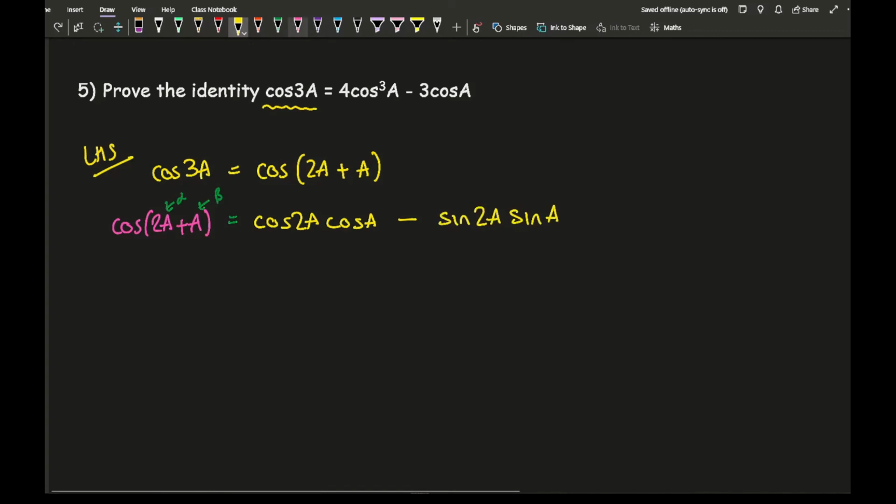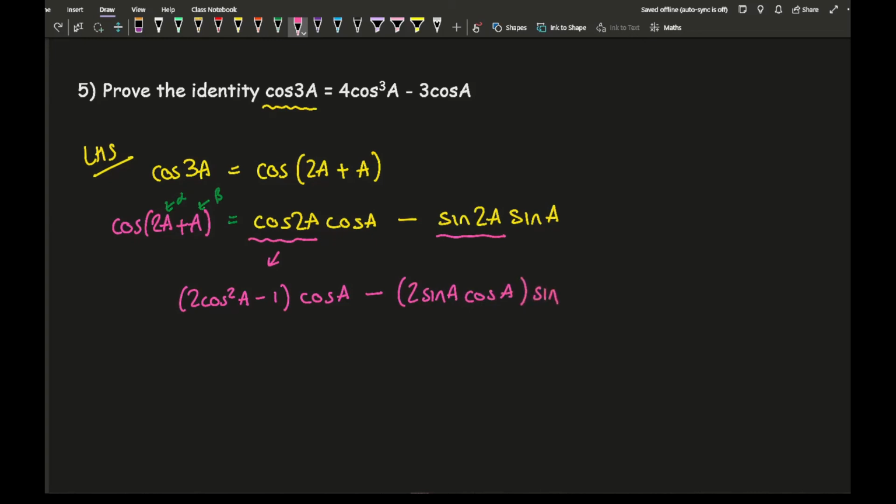Now from this, I'm going to use trig identities for these two terms. Rather than using cos 2A, I'm going to use 2 cos squared A minus 1, and I've got a cos A there. And instead of sine 2A, I'm going to go for the trig identity 2 sine A cos A, and then sine A is there. So all I've done is swap those two.